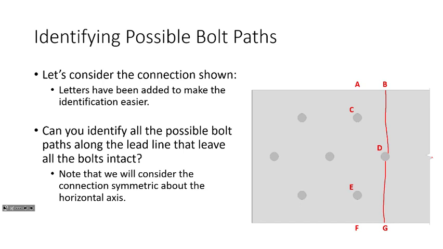Imagine taking a pair of scissors and literally cutting the plate here and cutting the plate here. That would literally separate the plate in half, right? All of the bolts would remain intact because I'm focused on the lead line. That is a potential failure path. Can anybody identify another potential failure path? We'll write that down here. B, C, G. Can anybody add?